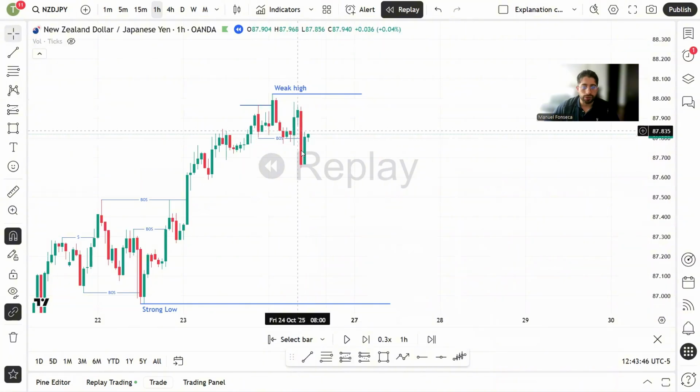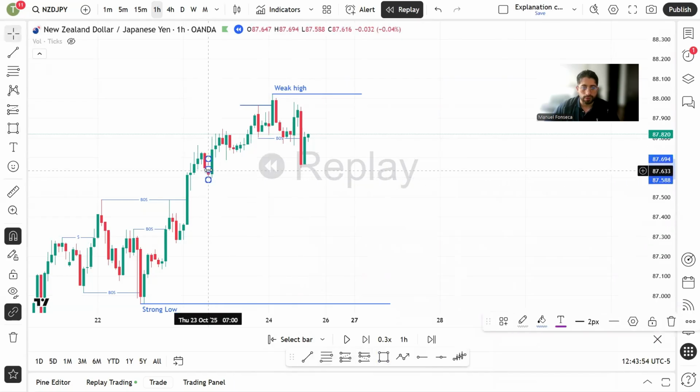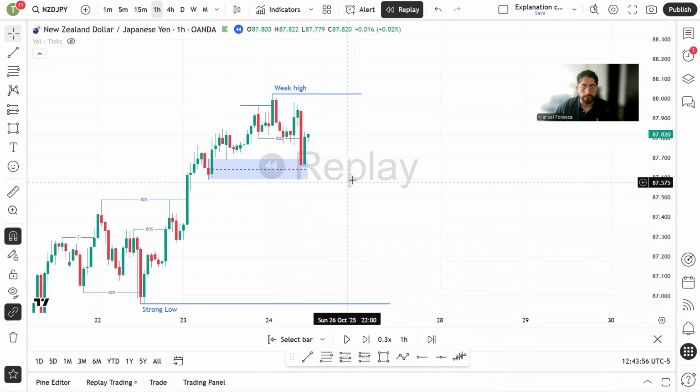After the break of structure, the price reacted in a what? In an order block, right? In an order block, which is this one right here. So because it reacted to the order block, it is likely to keep pushing up, right? Let's see.